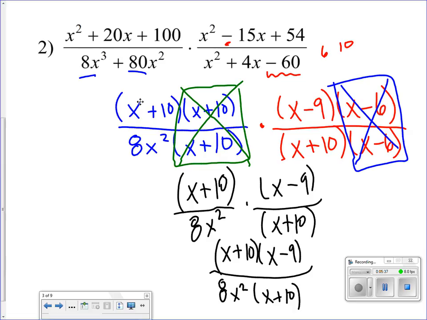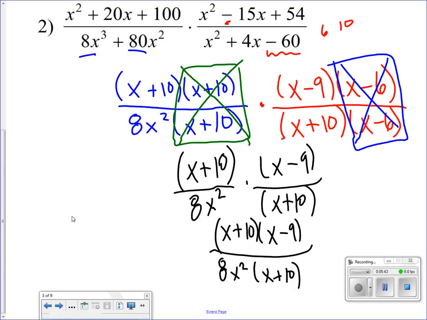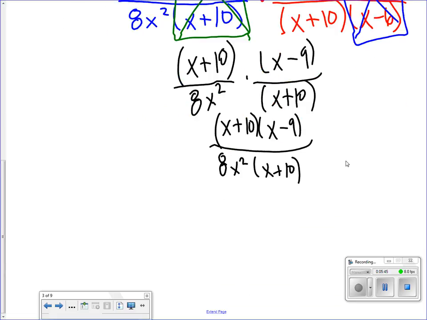And I notice there's something else that cancels out. Yes, I could FOIL that numerator, and I could distribute that denominator, but I don't have to because the x plus 10 factor now appears in both the numerator and the denominator. So again, x plus 10 divided by x plus 10 is like 1.